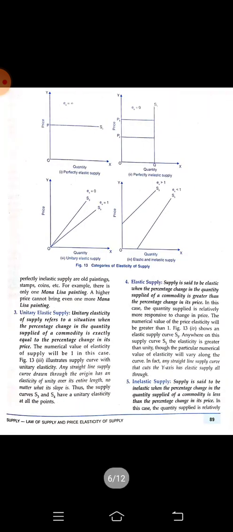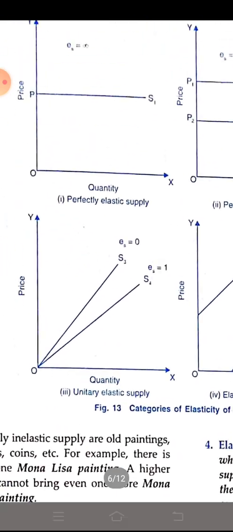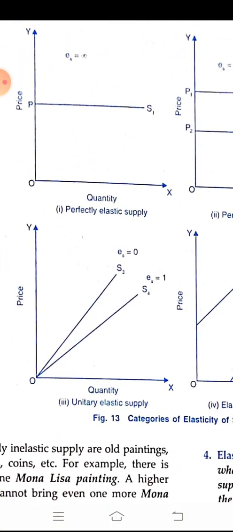Okay, we're going to understand this with this kind of diagram. You can see the perfectly elastic supply curve, where the price given is OP, and the supply line you can see is infinity, S1. So this is an infinity line. No matter what, the supply will continue like this in the market, but if there is ever a decrease in the price, there will be no supply of this product anymore in the market.